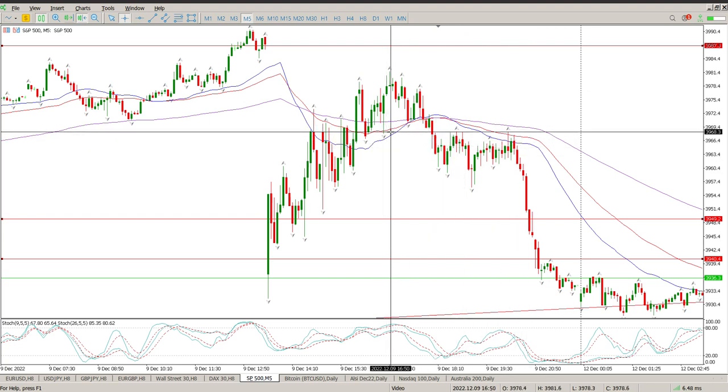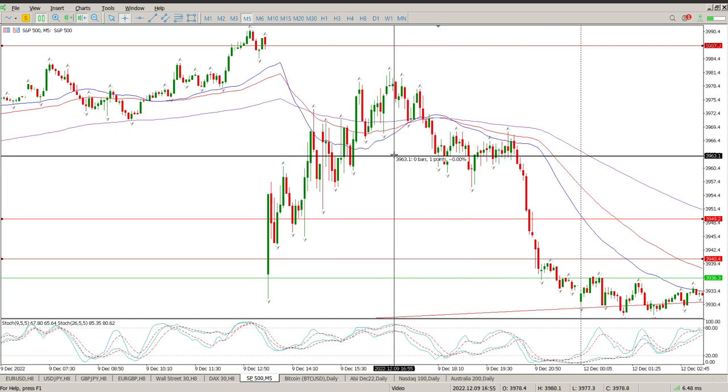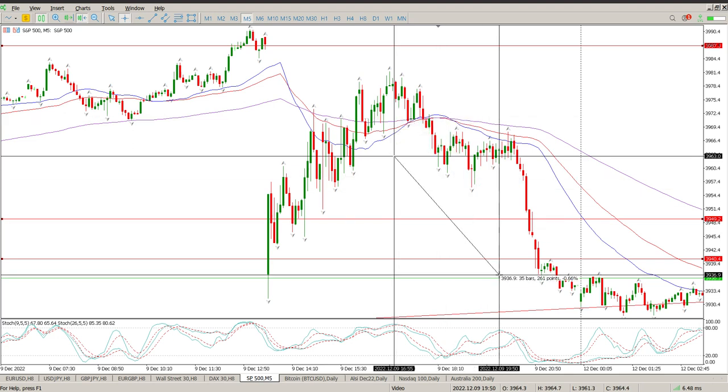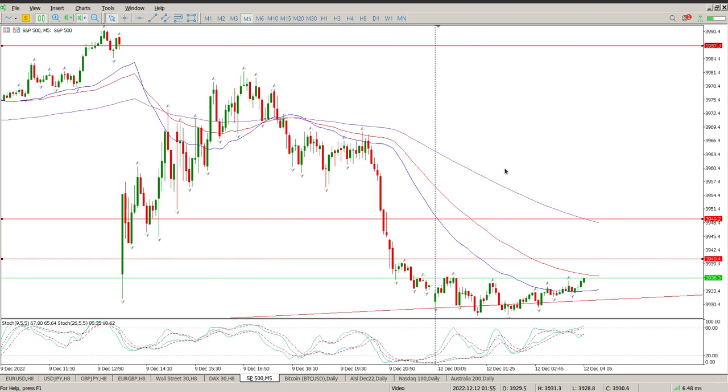So kind of something like that. 7,500 point stop losses for 200 point gains. So 2-to-1 trades that you can pick up. Anyway, that's kind of my view at the moment.